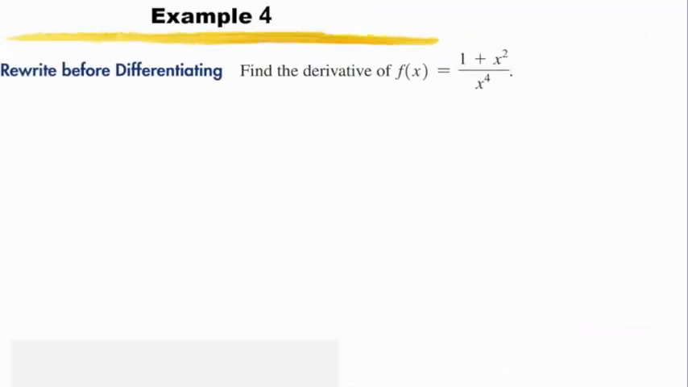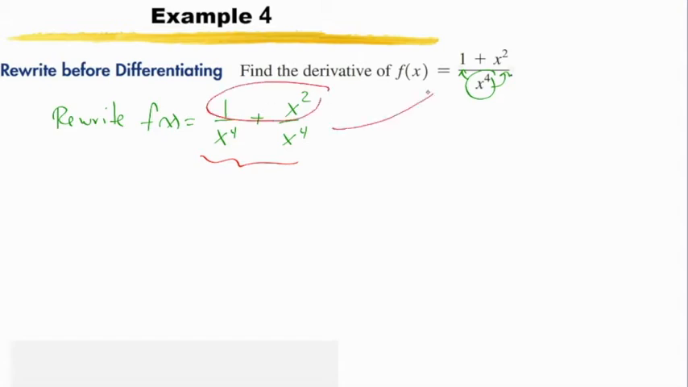So here's an example with a fraction, and we can rewrite this fraction so that we can address it on a term-by-term basis. So rewrite f of x equal to, and basically this x to the fourth is dividing each term in the fraction. So we can write it as 1 over x to the fourth plus x squared over x to the fourth. And you should see that you can easily reverse this. When the two denominators are matching, like denominators, we can combine the numerators and we get back this fraction. So we've just reversed that process of combining fractions with like denominators.